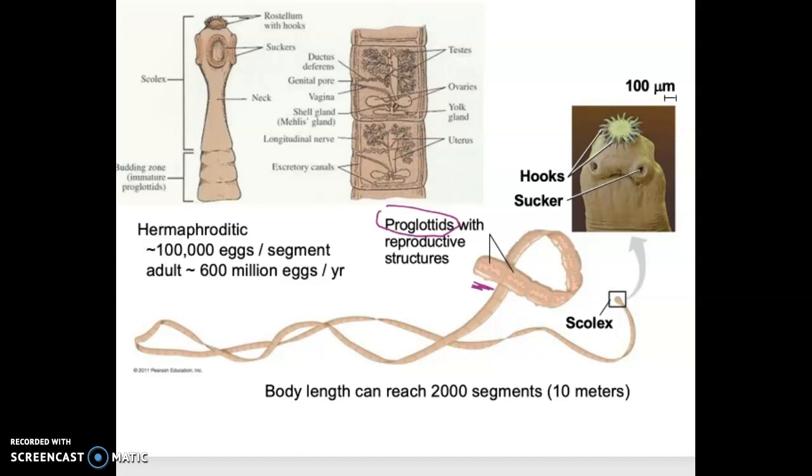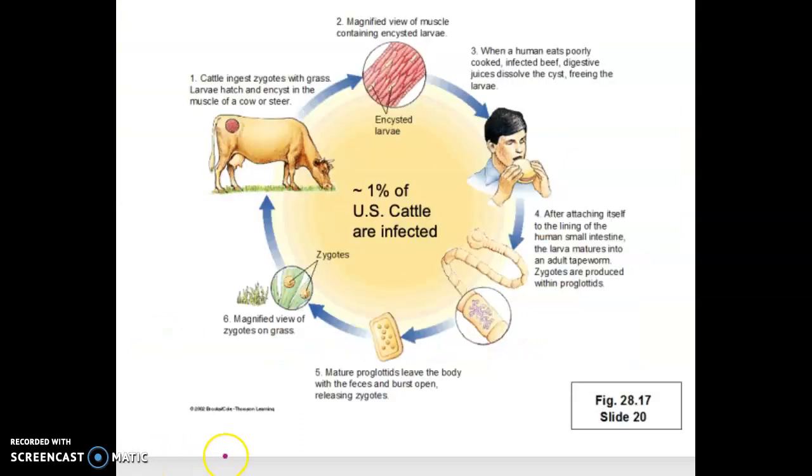So the plan here, the goal is, as these tapeworms elongate, and they can get up to 2,000 segments, 10 meters. It's about 33 feet in length inside your intestinal tract. The further they are from the attachment point, the more likely they are to break off. So that's a strategy. A couple proglottids break off, they come out in the feces of the host, and then they get picked up by another host. Life cycle continues.